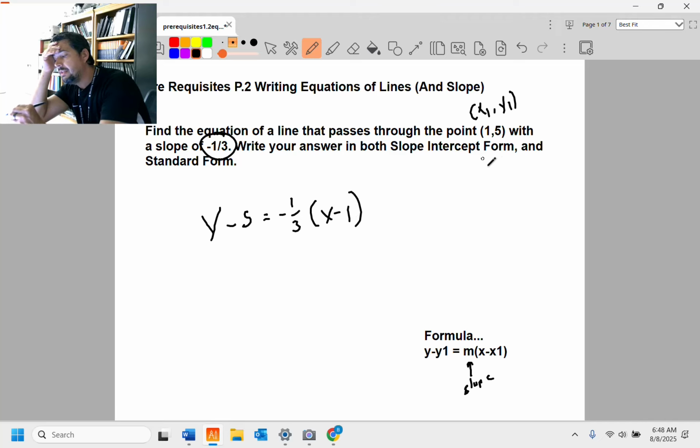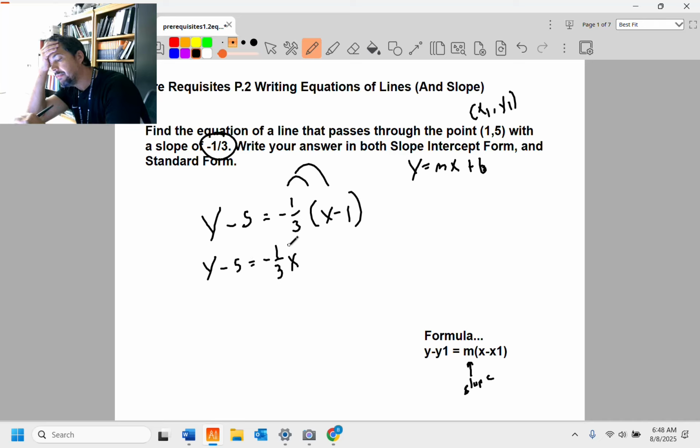Now, this is, well, it's not done yet. This is point slope form. So we want to write our answer in slope intercept form and then standard form. To get to slope intercept form, which you may or may not remember is y equals mx plus b, we're going to have to use the distributive property. So we're going to distribute that negative 1/3. Negative 1/3 times x is negative 1/3 x. A negative times a negative is positive, and 1 times anything is whatever that anything was.